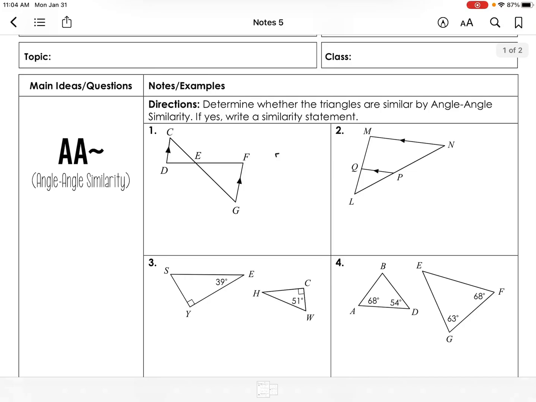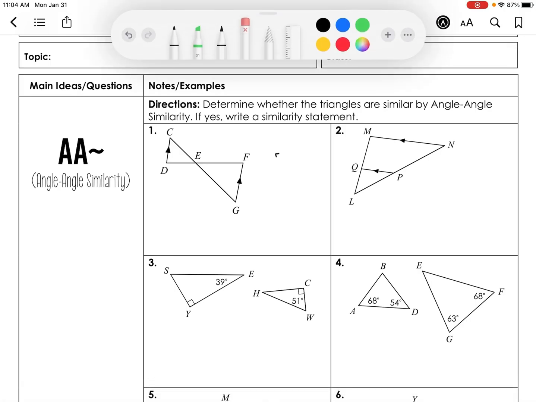Triangles are similar, and we can see if they are through various methods. The first method is angle-angle. So if we look at two triangles and see that they have two angles that are congruent, then we can say the two triangles are in fact similar.